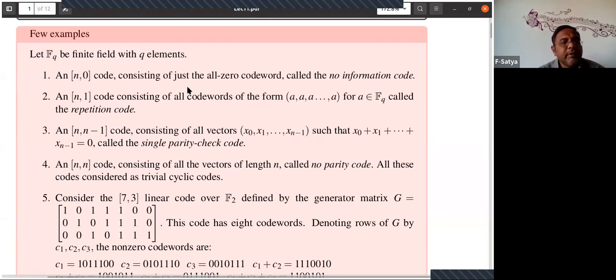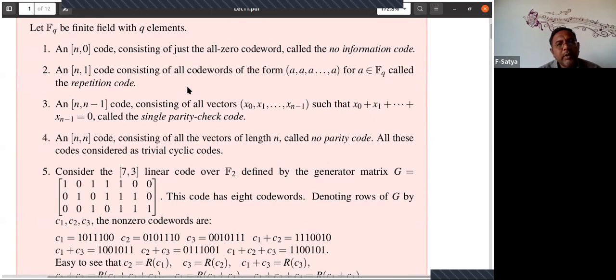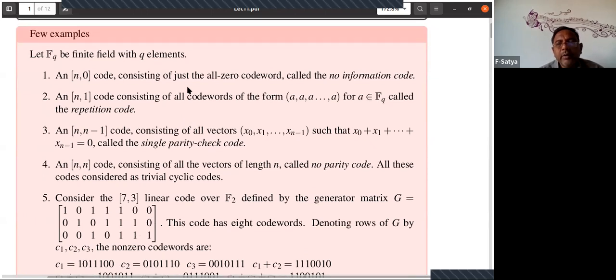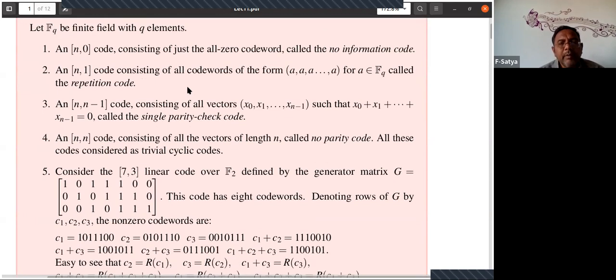So we gave some examples. A code containing only the zero code word is called a no information code, and it is a cyclic code. The (n,1) code is called the repetition code, which contains only repetitions. It is a linear code, and any cyclic shift of a code word is again a code word, so it is also a cyclic code. Then the single parity check code; these are all examples that are easy to check to be cyclic codes.